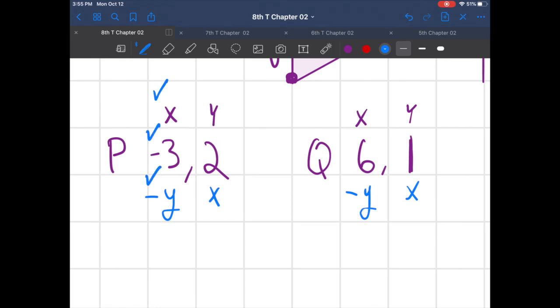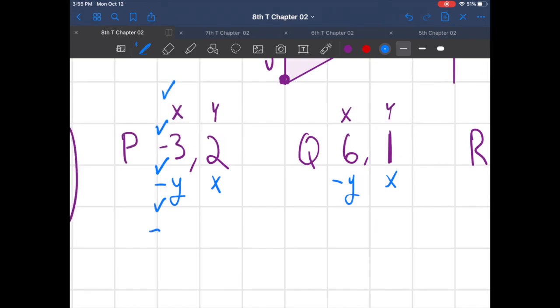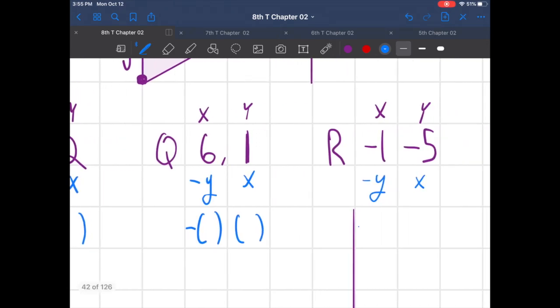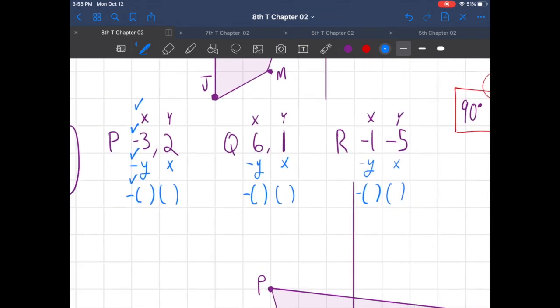Label, plot your points, write the formula, and my last step is parentheses. Okay, so let's do parentheses. Remember, signs on the outside, parentheses. All right, we only got 3 points.